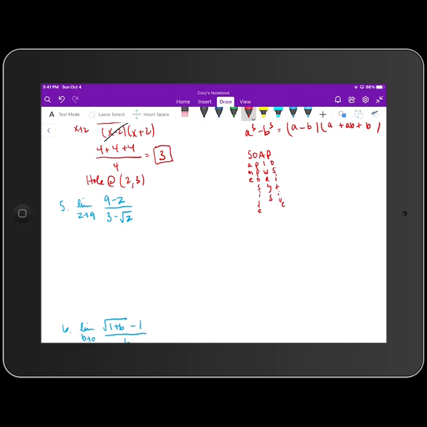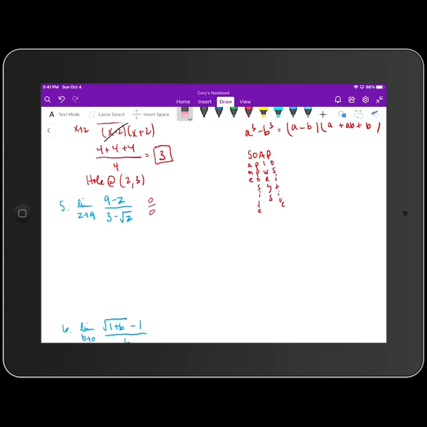Okay, so with 5, we have the limit as z approaches 9 of (9 minus z) over (3 minus rad z). Again, we want to try to use direct substitution first. But when we try direct substitution, the numerator becomes 9 minus 9, which is 0. The denominator is 3 minus rad 9, which is 3 minus 3, which is 0 as well. Okay, so we don't get a valid output with direct substitution.